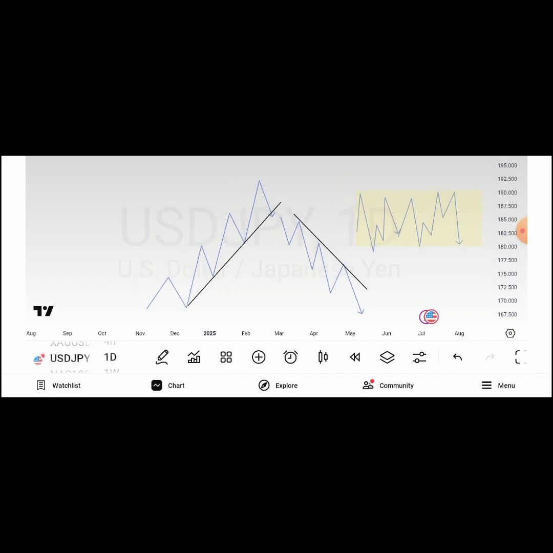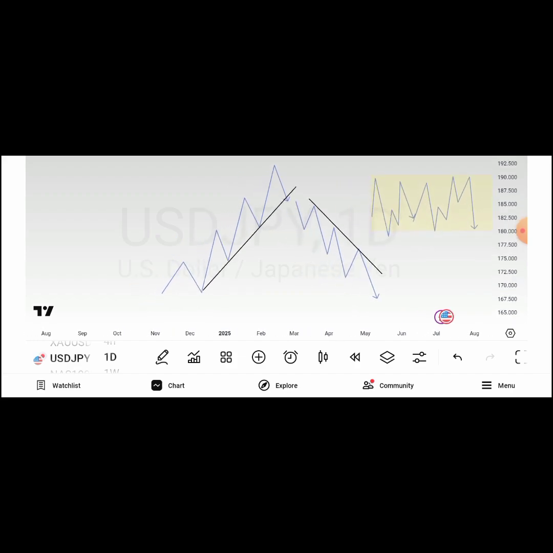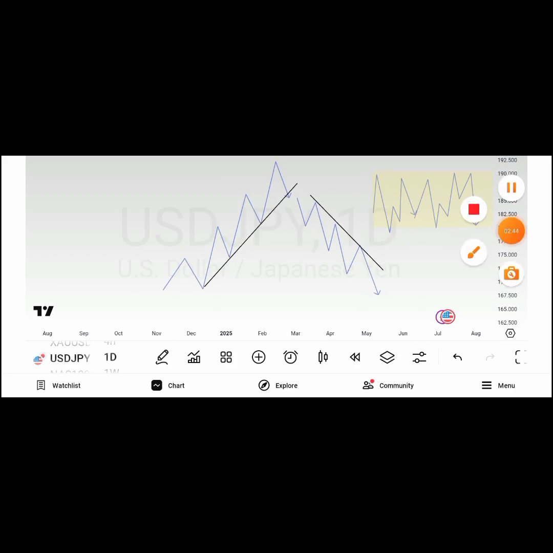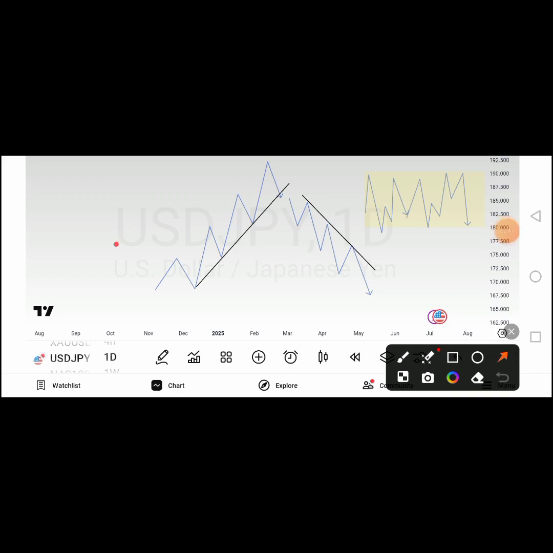Now in an uptrend, this part of the trend is called the high, then this is called the low, then this place is a higher high. That means a high that is higher than the first one. Then this one is a higher low, that is a low that is higher than the first one. Then this is another higher high, then another higher low, then another higher high.